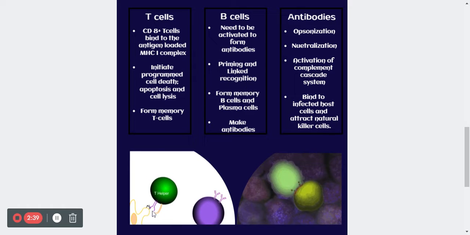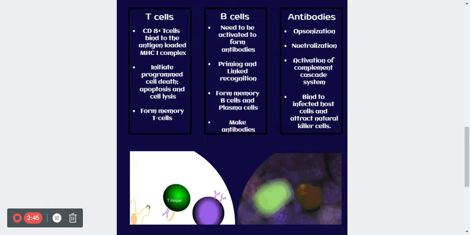This process is called priming. So the T helper cells go through priming. They are mature enough, and after maturing, the CD4 plus or helper T cells will bind to the antigen presented on the B cell's MHC class 2 molecule. This binding of the helper T cell and B cell is known as linked recognition.